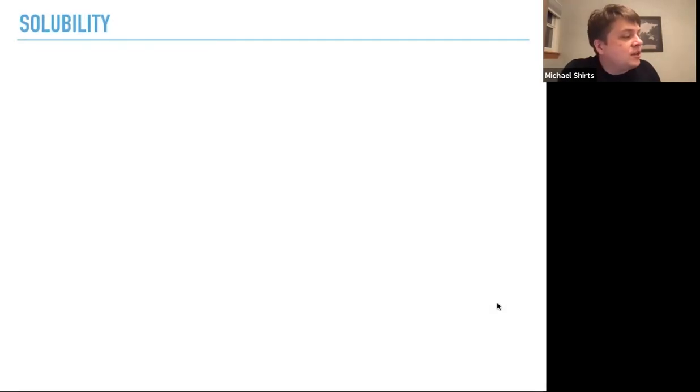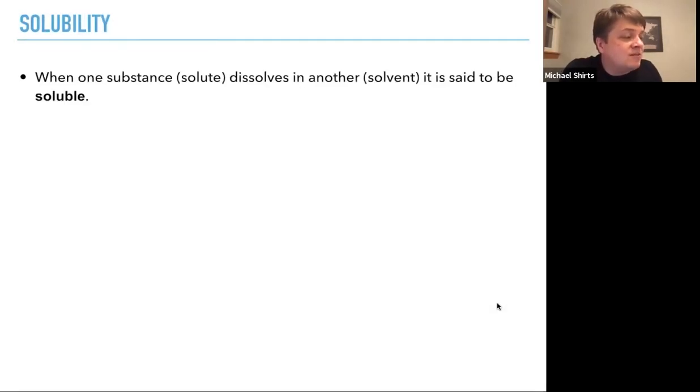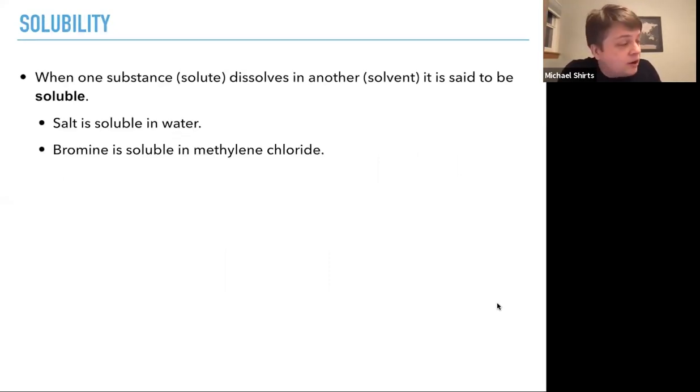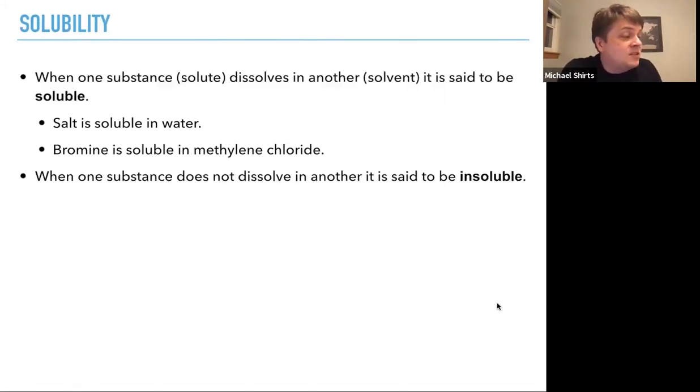Some more terminology: solubility. When one substance, the solute, dissolves in another, the solvent, it is said to be soluble. We've seen that before, we're just revisiting it. Salt is soluble in water. Bromine is soluble in methylene chloride. When one substance does not dissolve in another, it is said to be insoluble, right? Oil is insoluble in water.